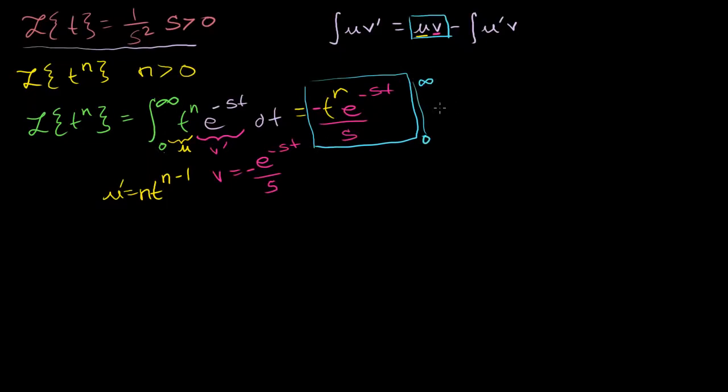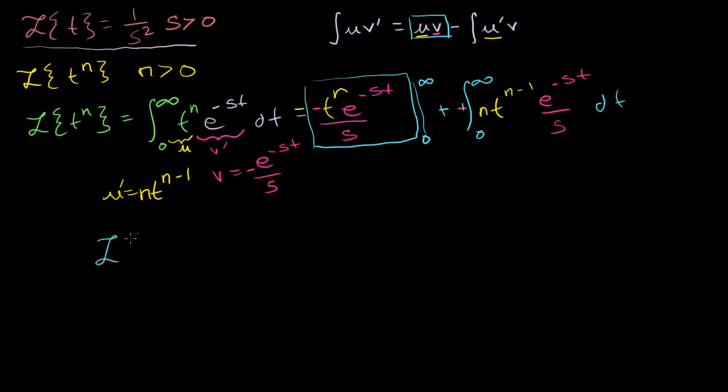And then from that, we're going to have to subtract the integral, and let me not forget our boundaries, 0 to infinity of u prime. U prime is n times t to the n minus 1. That's our u prime. Times v, times minus e to the minus st over s. So let me put this minus out here. And then all of that, of course, we have our dt. And you have a minus minus. These things become pluses. And let's see if we can simplify this a little bit.